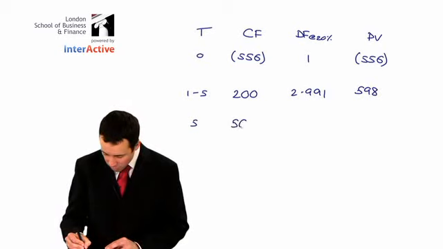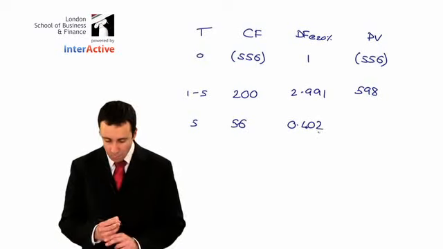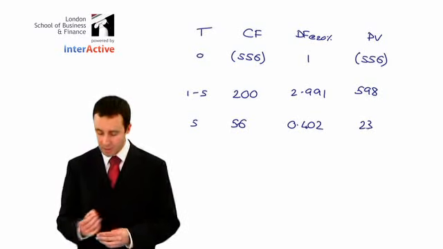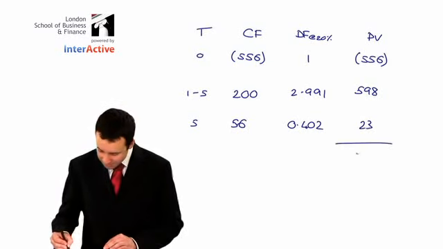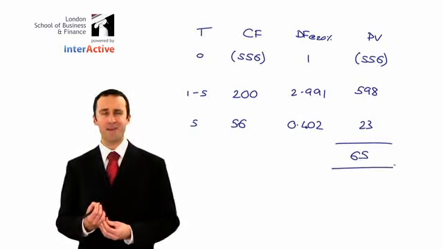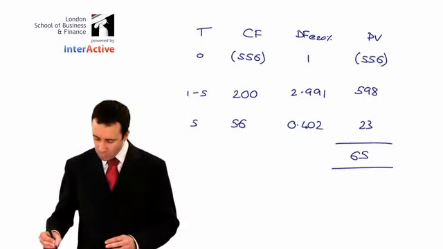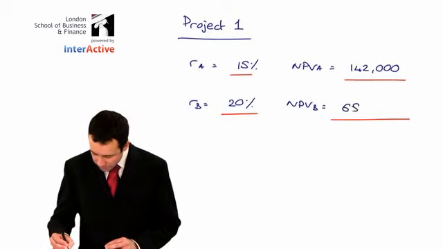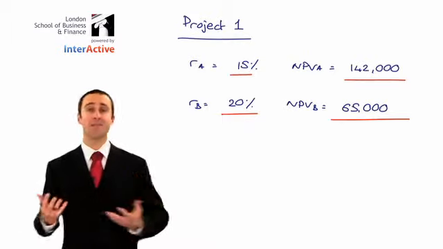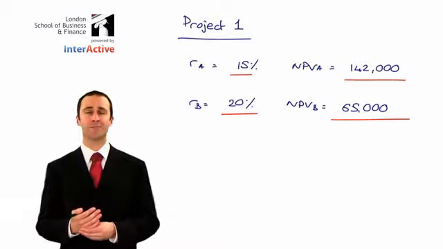At T5, when we sold the asset, we sold it for £56,000. It's there at 0.402 as your discount factor at T5 at 20%, which gives me a present value of 23. And when I total everything up, it gives me an NPV of 65, which unfortunately is positive. So what is that telling me? Well, it's giving me a positive NPV of 65,000, which means ideally my second guess at my discount rate should have been a bit higher than 20%.